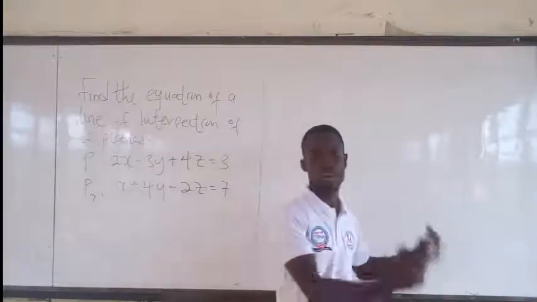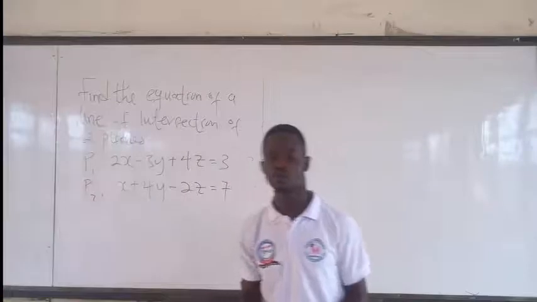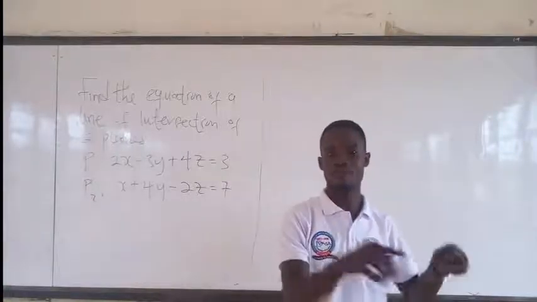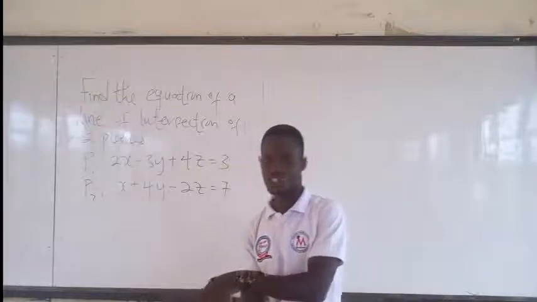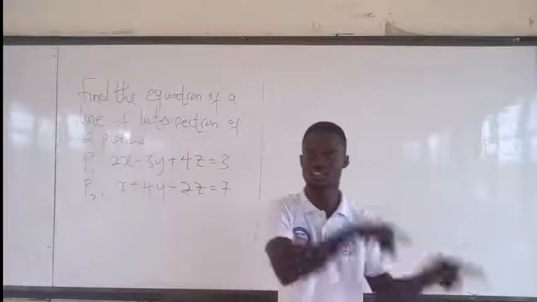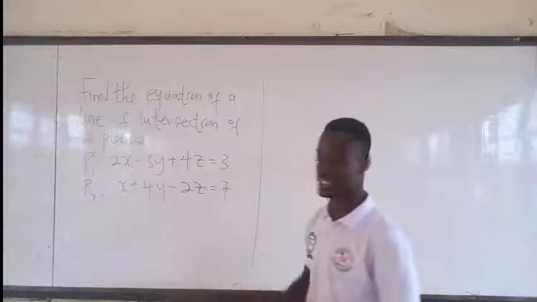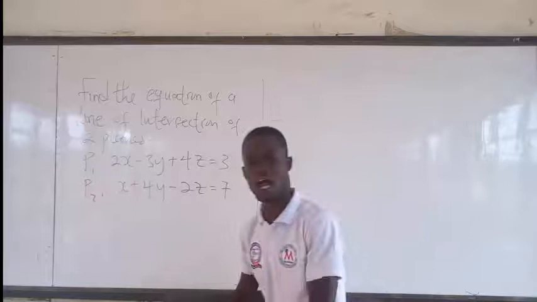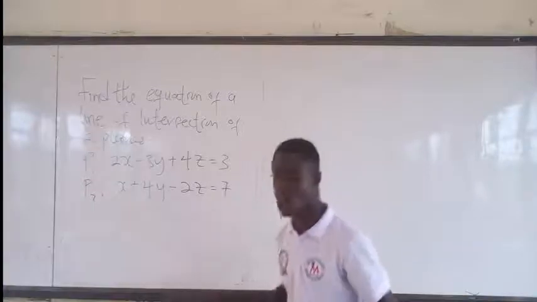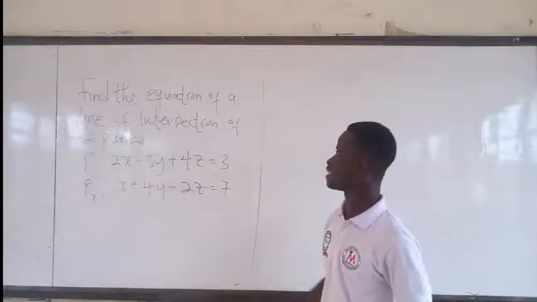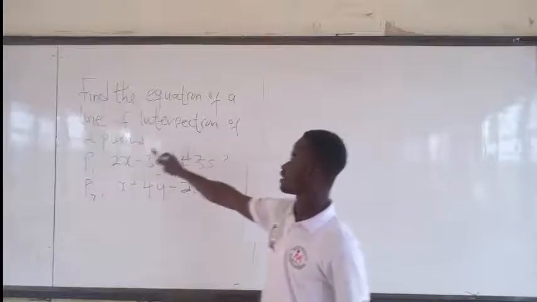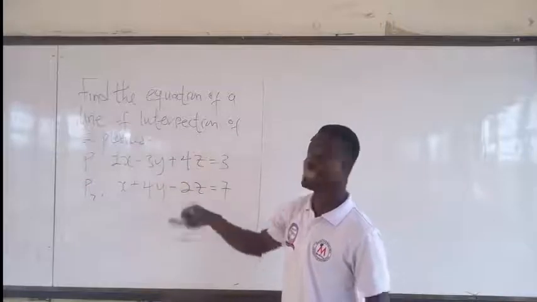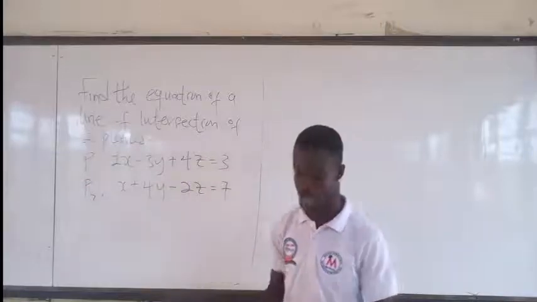And we have already established that if you want to get an equation of a line, then you need a vector from a direction, right? And an initial point. But with this question, we don't have the vector from the direction, and we also don't have the initial point. All that we know is that there is a line of intersection between two planes.